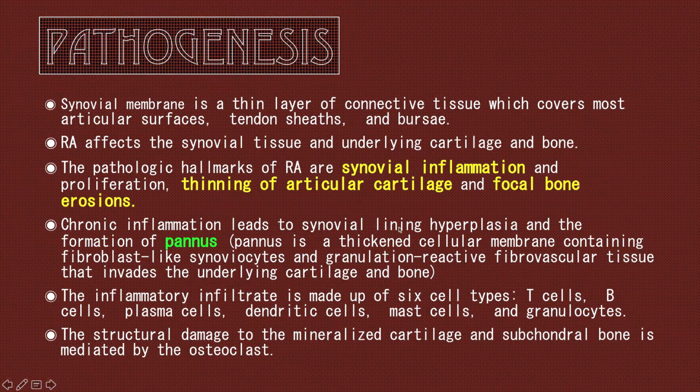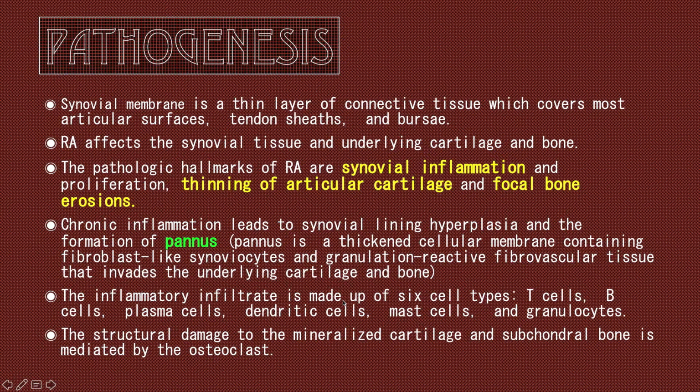Because of the synovial membrane inflammation, it undergoes synovial membrane hyperplasia and proliferation. The synovial lining hyperplasia causes the formation of pannus. The synovial membrane starts proliferating, and ultimately it is called pannus. So pannus is a thickened cellular membrane which contains two types of cells mostly. Number one, fibroblasts, which are like synoviocytes, and second, the granulation reactive fibrovascular tissue, which basically invades the cartilage and destroys it, and also causes bone destruction as well.